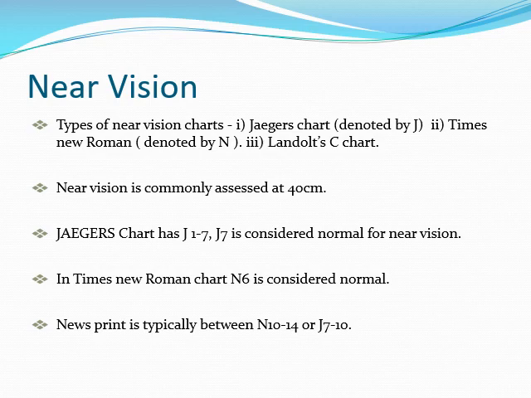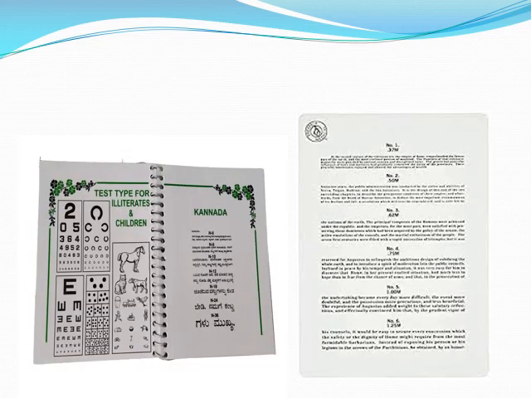Normally, newsprint is typically between N10 to N14 or J7 to J10, and this near vision is usually used mostly for presbyopic correction after the age of 40 years. So, these are the near vision charts. For illiterate people and children, there are charts with pictures, dots, E-charts and numbers. Otherwise, if the patient is literate, then there are N6, N8, N10 for near vision testing, and these are available in different languages. Whereas for Jaeger's chart, it is mentioned as J1, 2, 3 and so on.